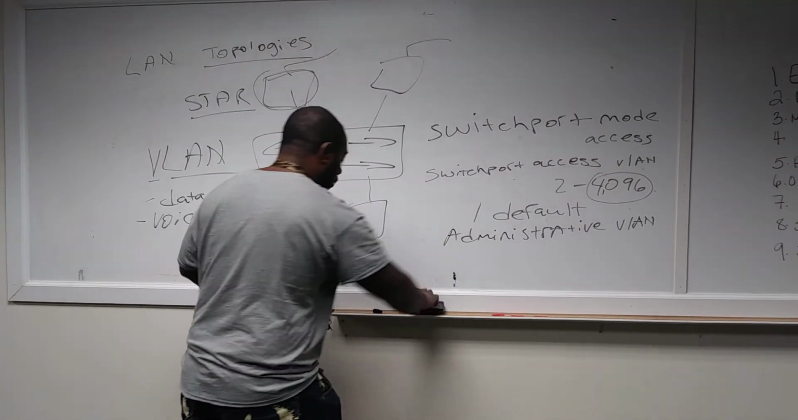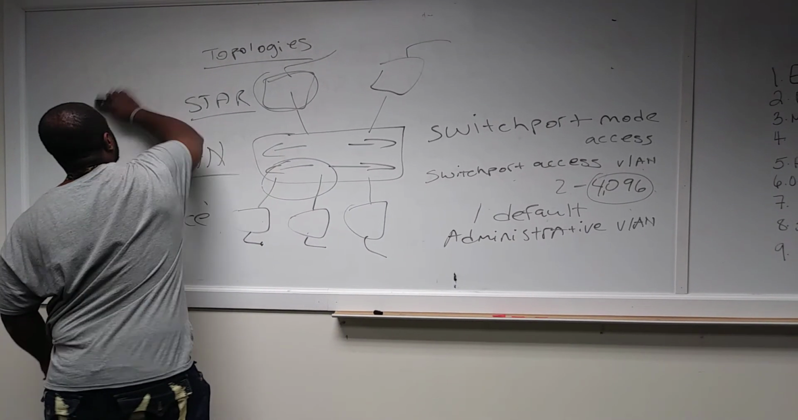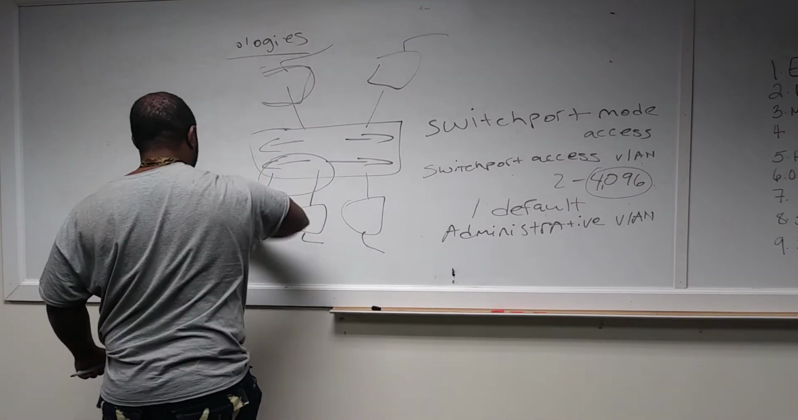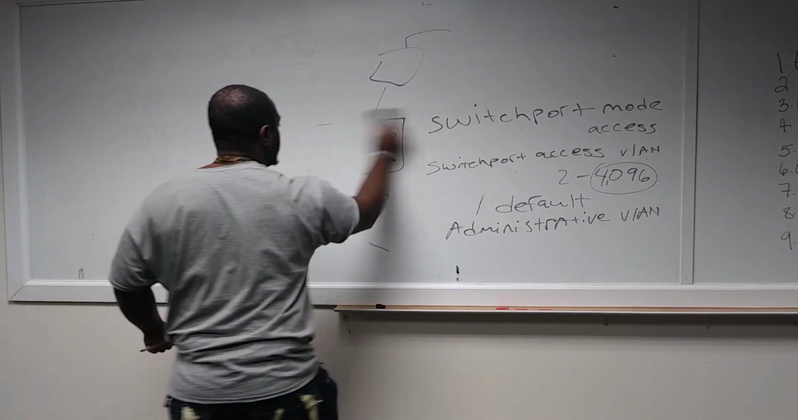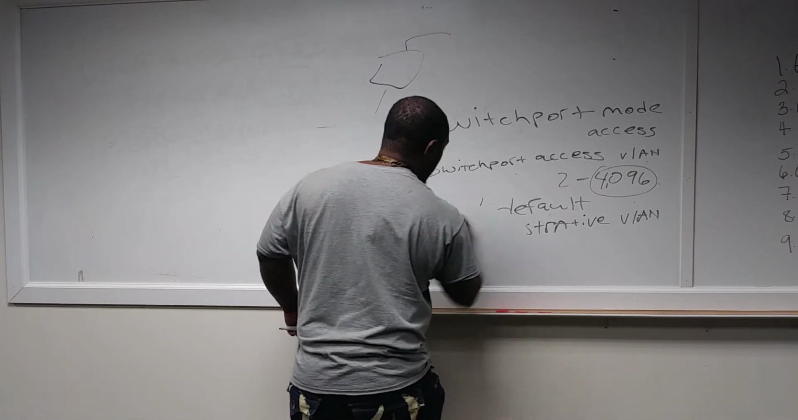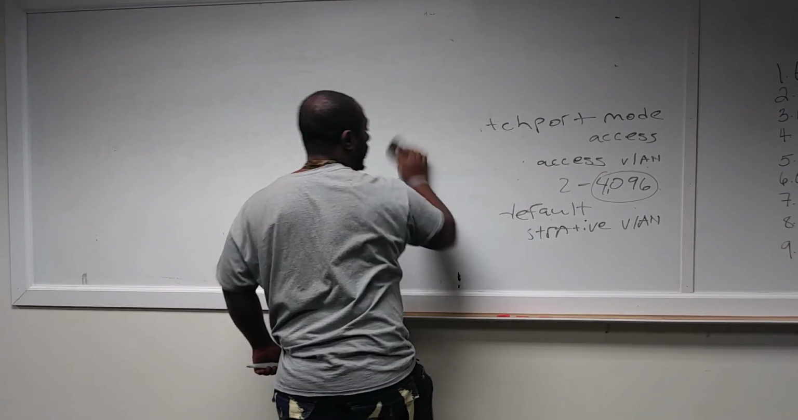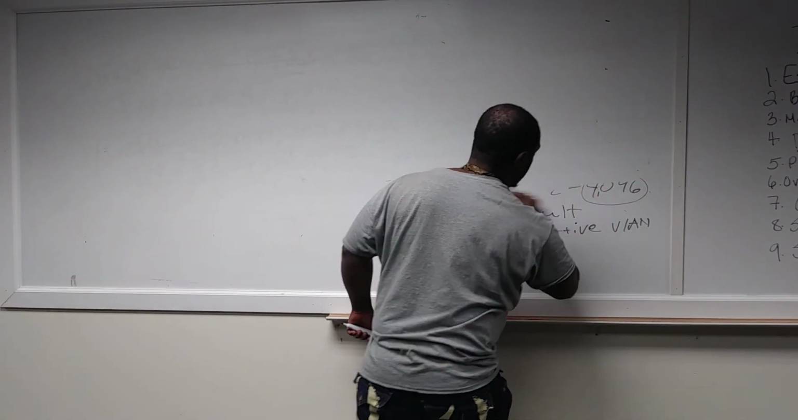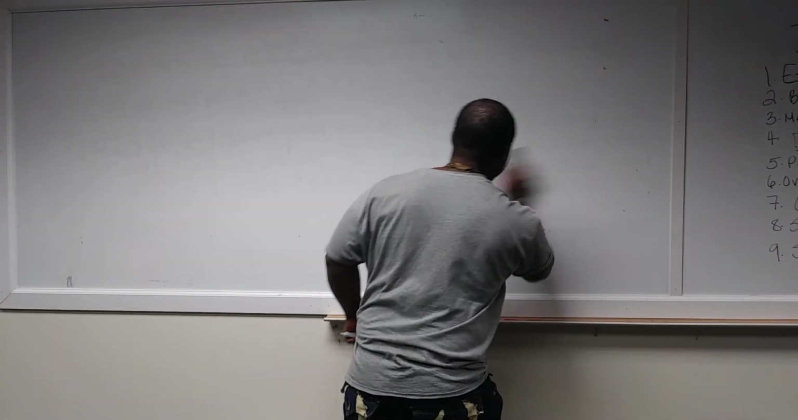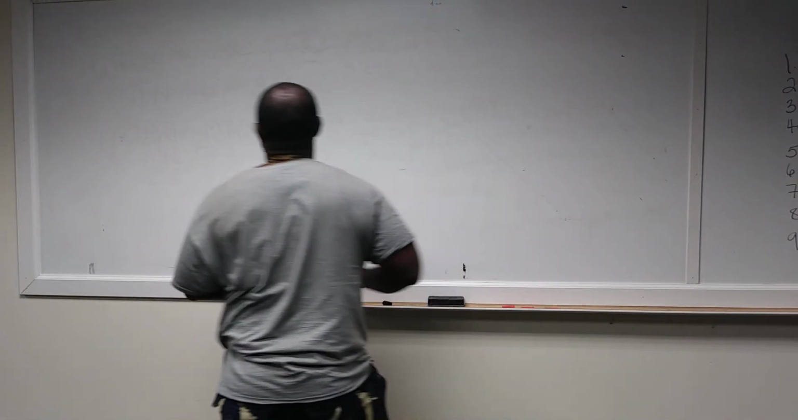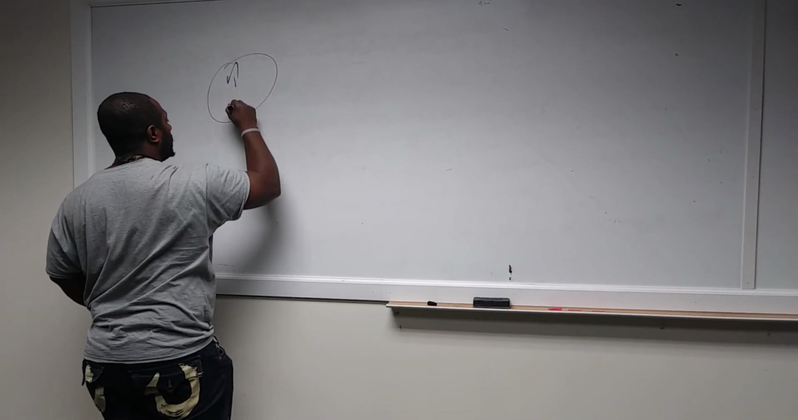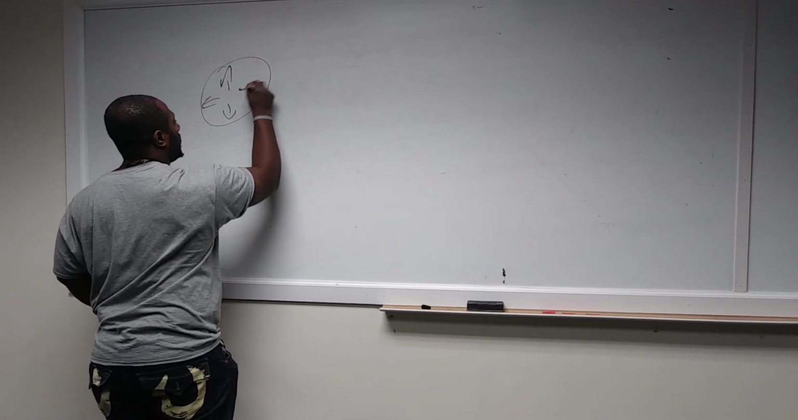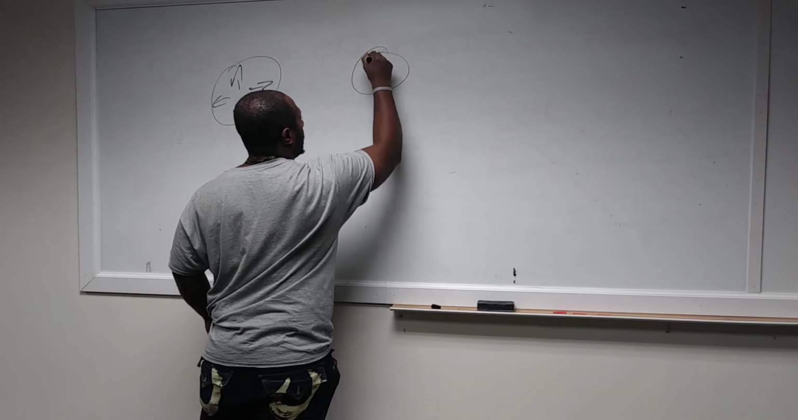I'm going to go over another topology. You also have what is called the point-to-point topology, or P2P. A point-to-point topology describes a router that is connected to another router. You have a router, right? This is a router.